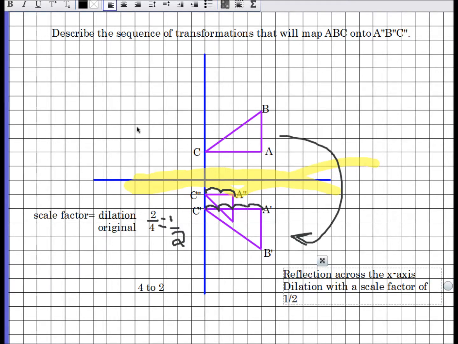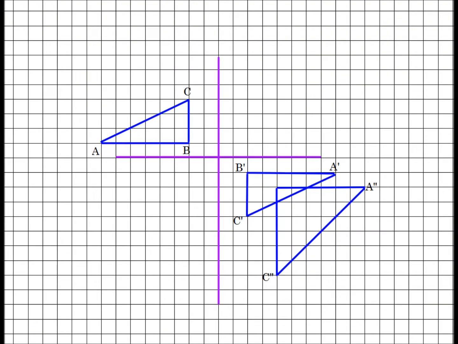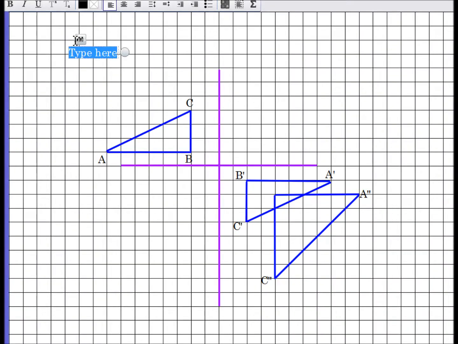Now you're ready to move to the next problem. Now the idea is that on this next problem, you look at it and you decide the sequence that will map ABC onto A double prime, B double prime, and C double prime. I need to correct this because this should be doubles.